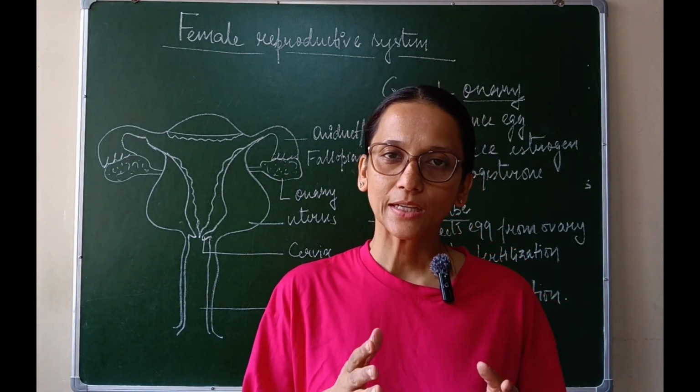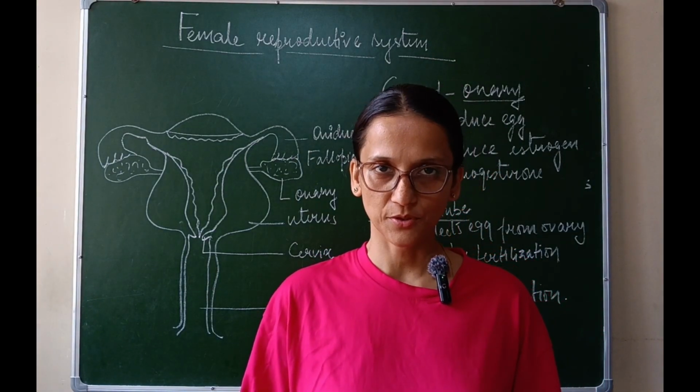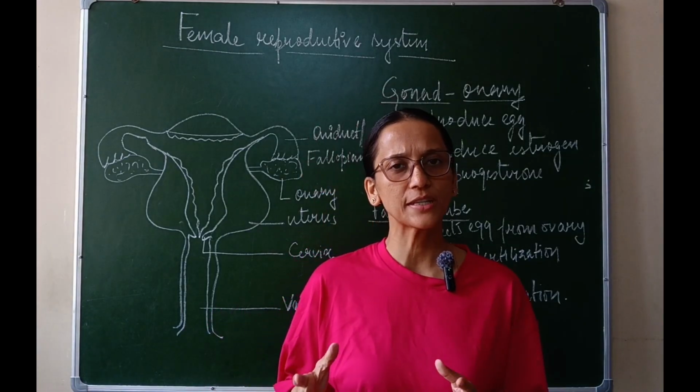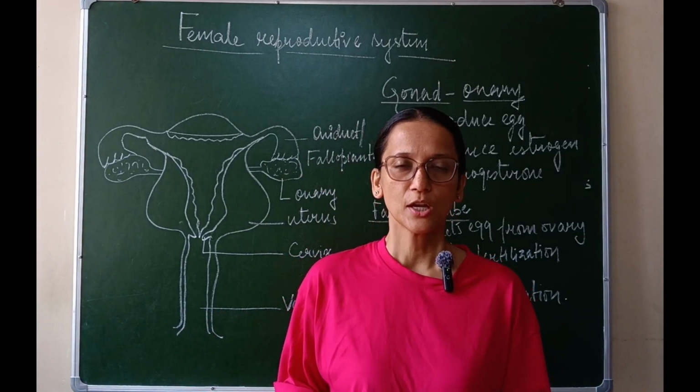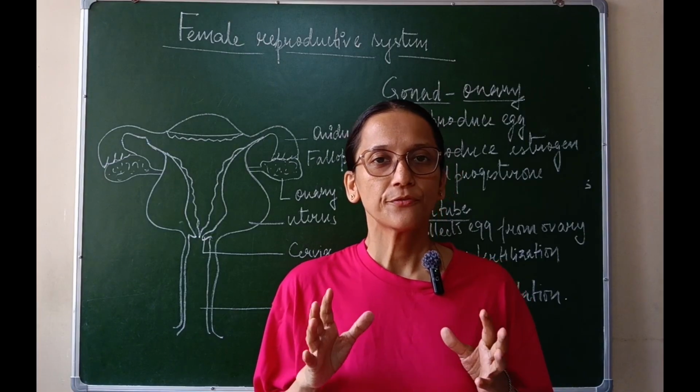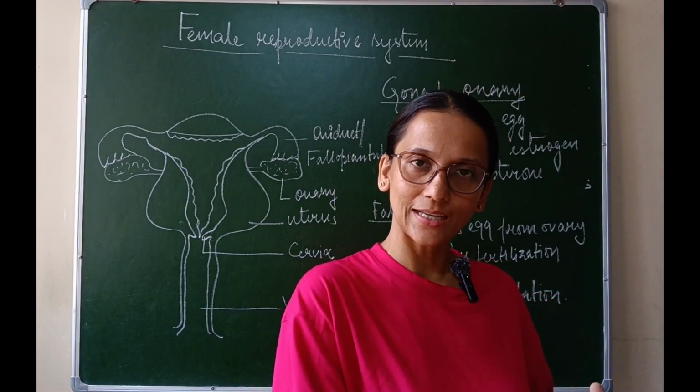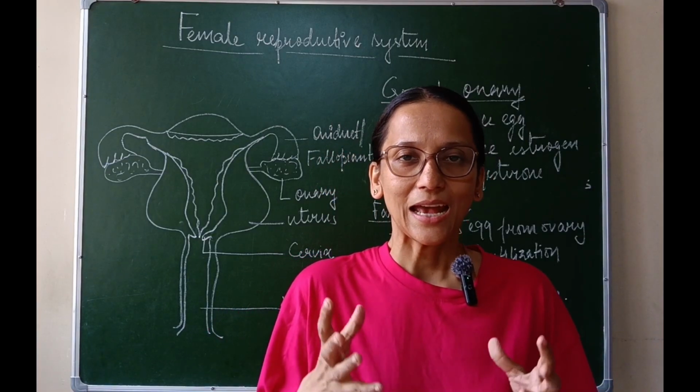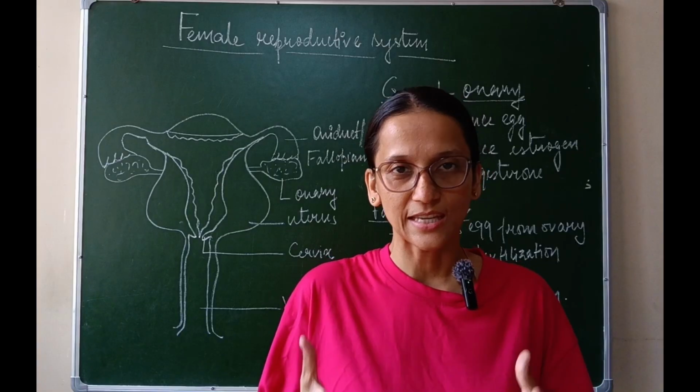In this video, we will continue the chapter How do organisms reproduce. In my last class, I have already explained the male reproductive system. So today we will start understanding the female reproductive system. Well, the female reproductive system, just like the male reproductive system, has gonads and produces gametes.